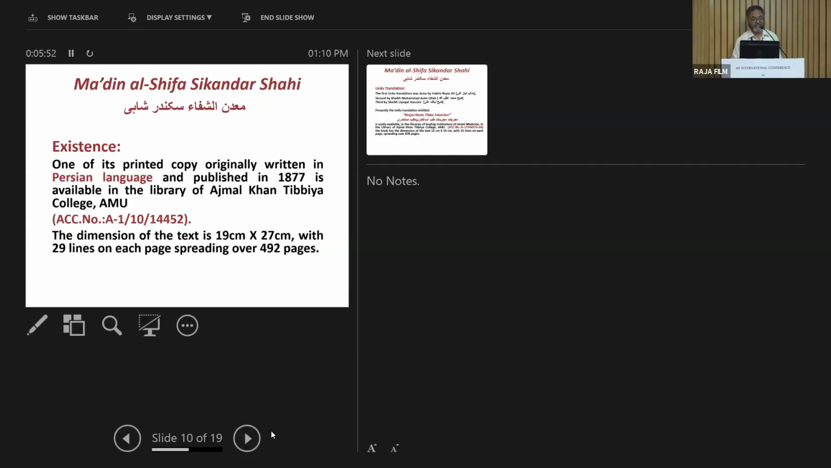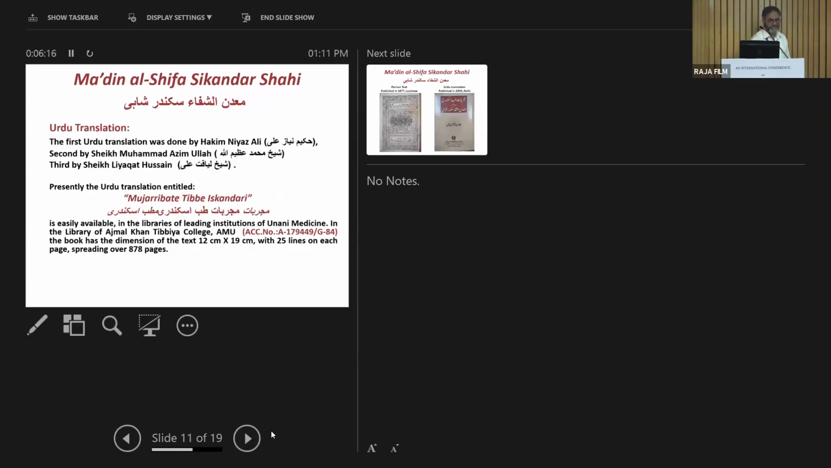The next slide shows the existence of the book. One of its printed copies, originally written in Persian and published in 1877, is available in the library of Ajmal Khan Tibbiya College, AMU, with an accession number. The dimension of the text is 19 centimeters by 27 centimeters, with 20 lines on each page, spreading over 492 pages. This is the text.